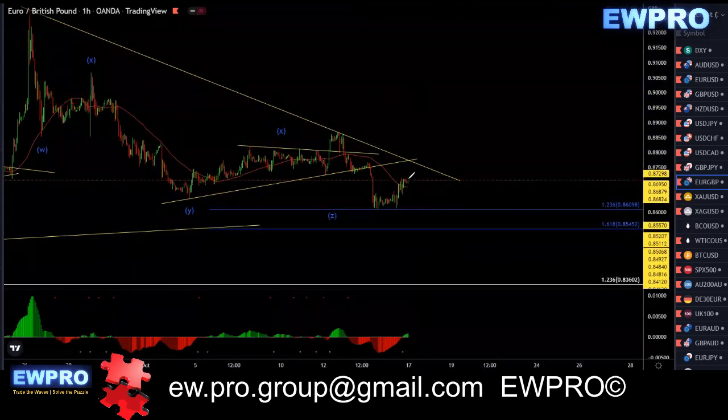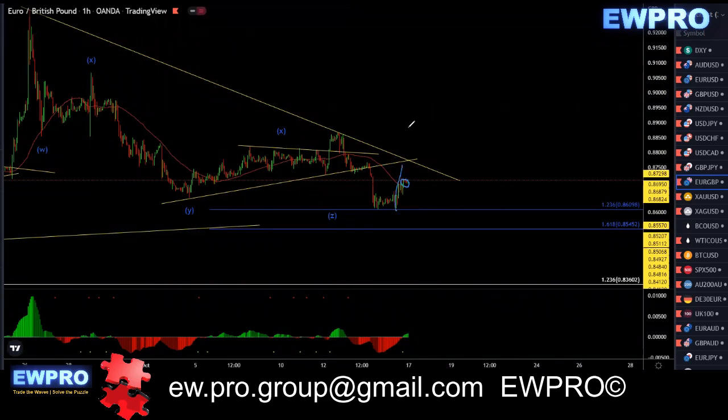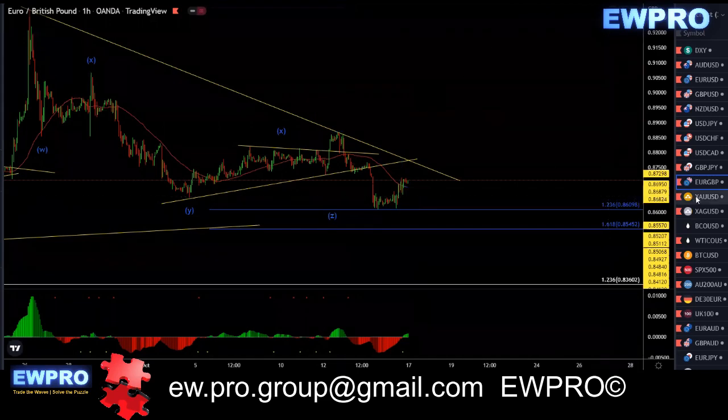Ideally, you know, I mean, it's quite risky to be buying a flag here. Ideally, we get a nice impulse up, breaking that top, a correction, and then you could definitely look for more upside. That's a safer option.